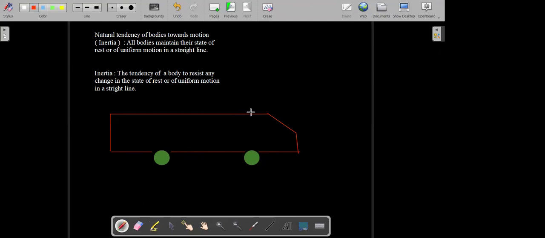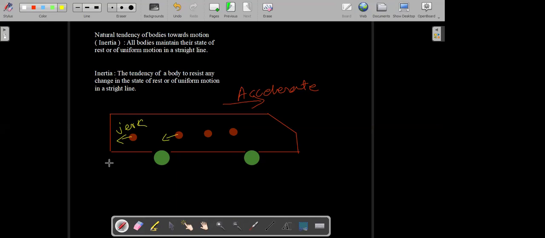Suppose the bus starts moving along this direction. If it starts to move all at once, it accelerates. The bus was at rest, and now it starts moving, accelerating towards the right. Now all the passengers sitting inside the bus will feel a backward jerk. Have you ever felt a backward jerk? Yes, sir. So all the passengers will experience a backward jerk, and this object will also experience a backward jerk. Why does it happen? It is because of the tendency of these objects.